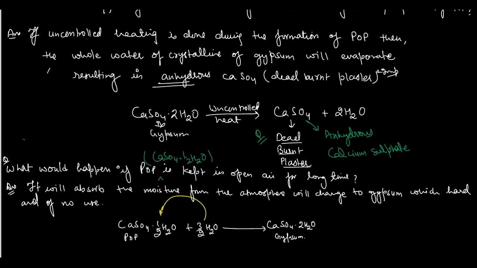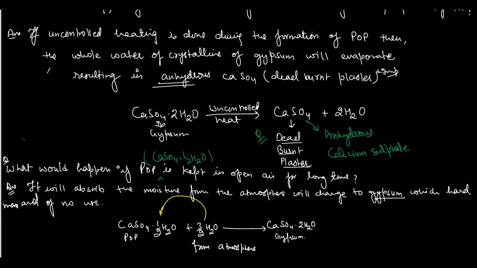So CaSO4 plus 3/2, or 1 plus 1/2, water molecules it will get from the atmosphere, and it will give you calcium sulfate dot 2H2O. So it will absorb moisture from the atmosphere and change to gypsum, which is a very hard mass and of no use; it will not be useful for any work. Got it?